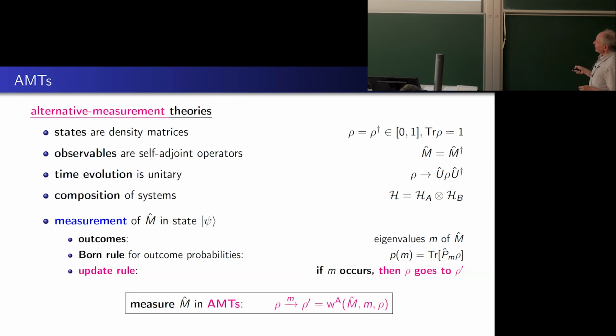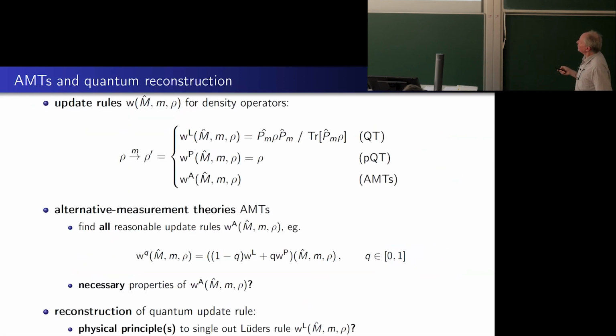So that's the idea of an alternative measurement theory, the AMT. If I perform a measurement of M, my state rho goes into a rho prime. Here's the update rule, A for AMT, which depends on the measurement, the observable, the outcome, and the state I had in the beginning. And now I can start to look at what are actually reasonable update rules. Do they have to satisfy certain properties? That's then a little bit tricky, and I don't want to go into that. But so we have seen here three cases. The Lüders rule is the first one, which is the one we know, the update rule for density matrices. This is the one for passive quantum theory. And then there could be a general one.